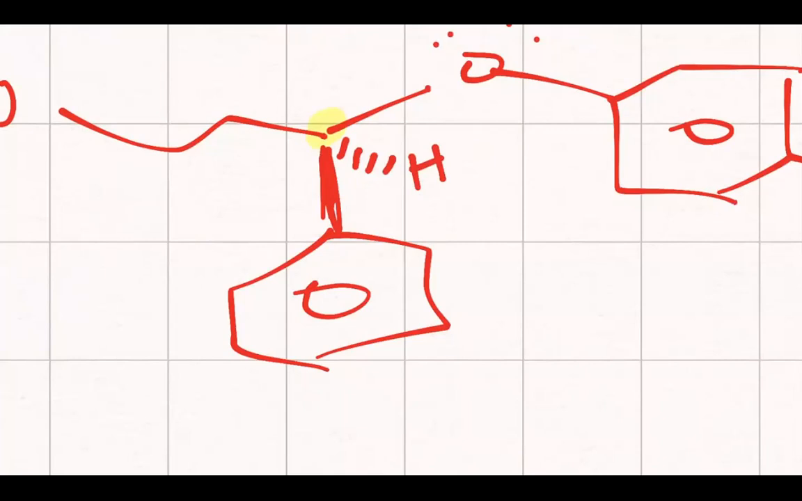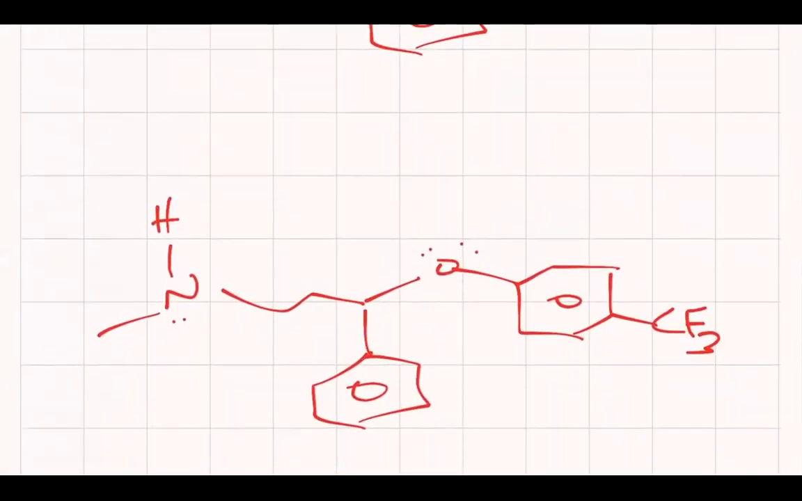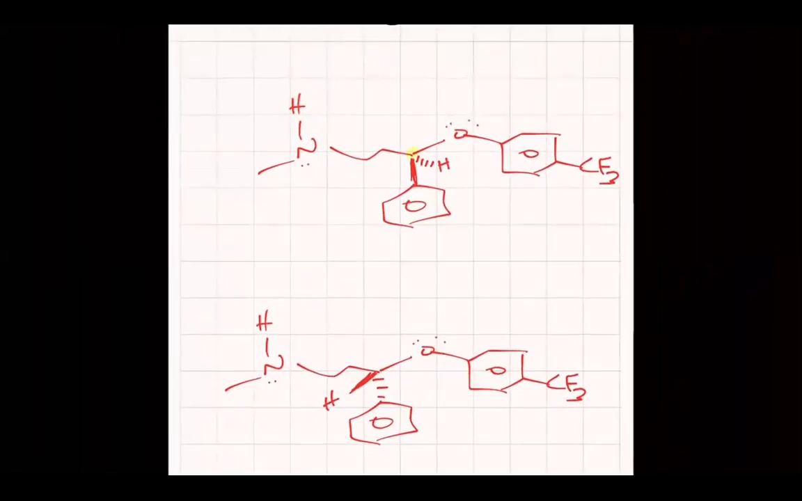Yes. All right. And then on the other image, I'm going to change that line to a dash in the front. And then I'm going to make the hydrogen wedged. All right. Do you see the difference? Yes. So these two compounds are what we call enantiomers. They are mirror images of one another.